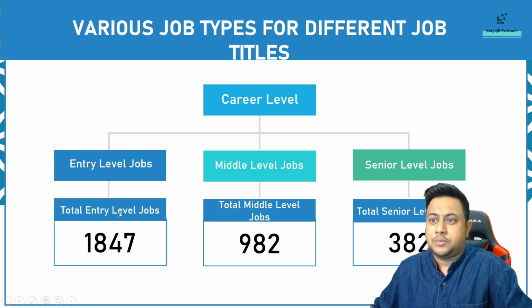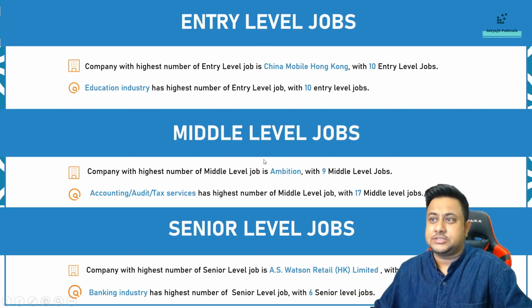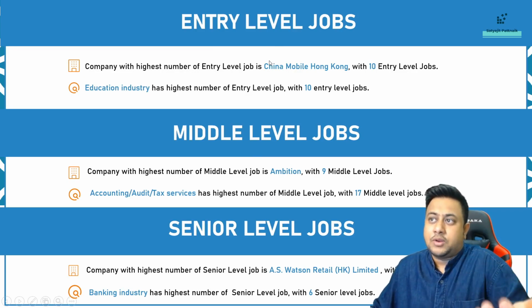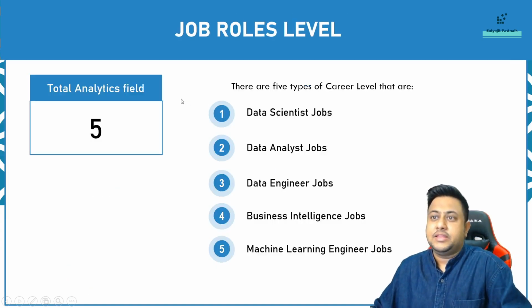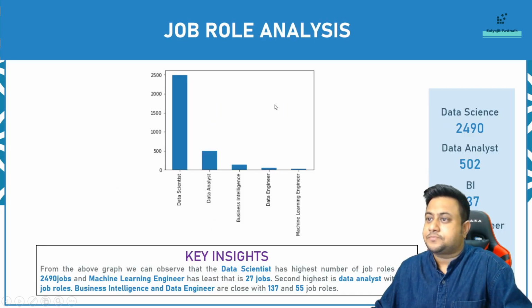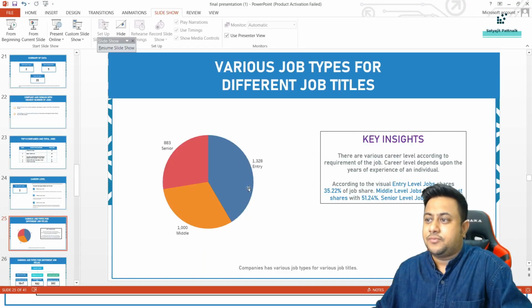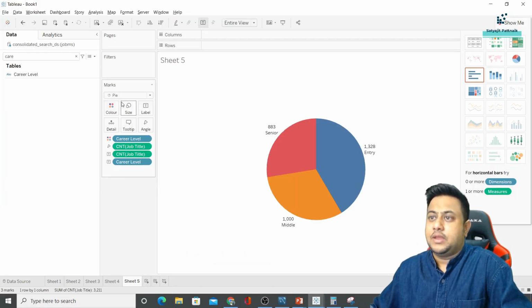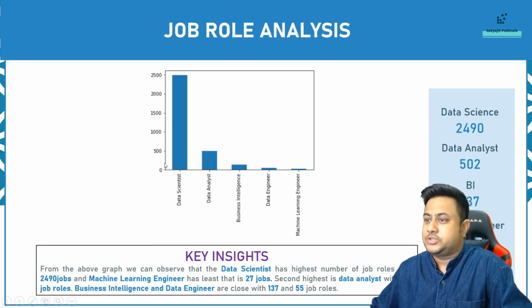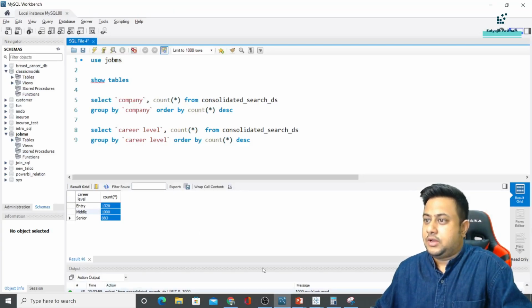Total entry level jobs are 1847. Total middle level jobs are this, senior level jobs are this. These are various insights: which companies have more entry level jobs, more for mid level and senior level. These are the 5 different analytics fields, and this is the distribution of different levels. Now we will compare this graph with our Tableau. We'll create another sheet.